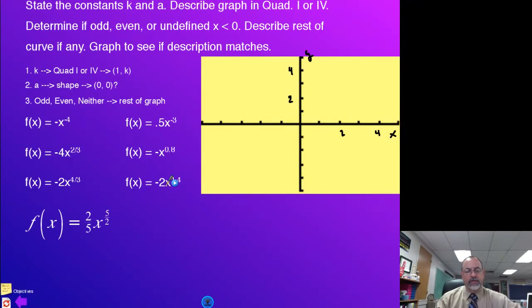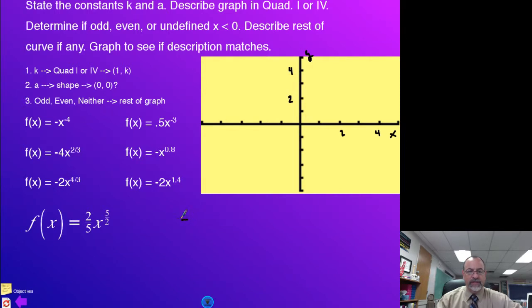All right, negative x to the 0.8. Now this is interesting because it's a decimal, and we're not used to working with decimals because we want to look at the size of it, and we need to know if it's in a root or not, and that's based upon the denominator of the fraction. So to handle that, you simply turn this into a fraction. All right, that's all you have to do.